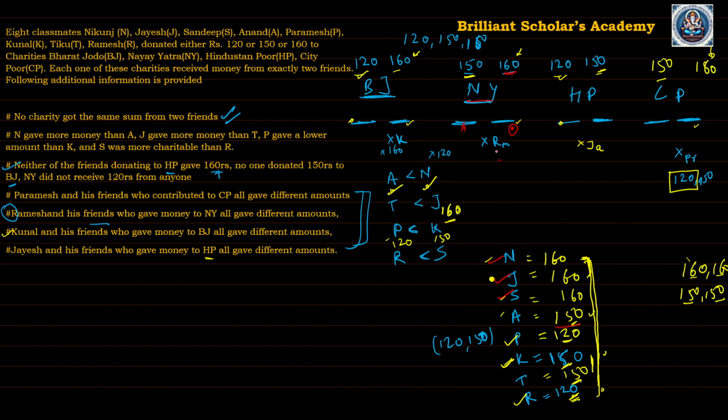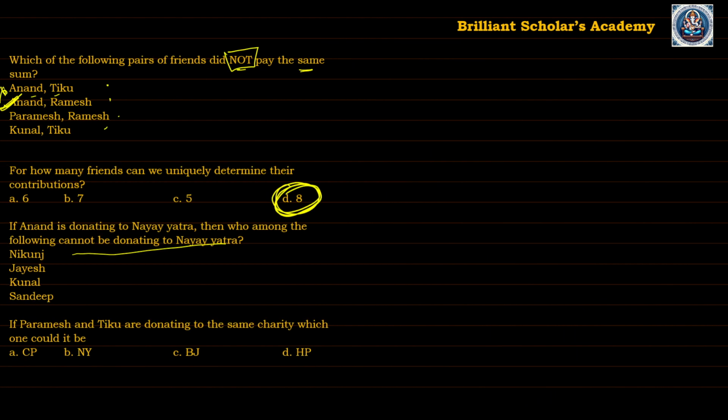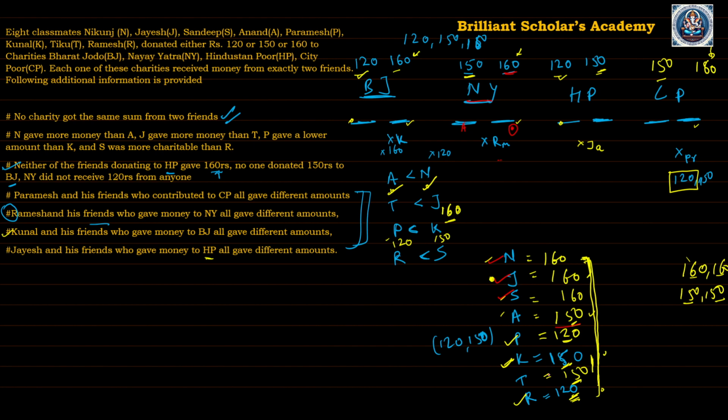Ramesh could not be the partner. It clearly says Ramesh did not do this. So among the choices given to us, Nikunj could be there, Jayesh could be there, Sandeep could be there because they are paying 160. Kunal, Kunal is paying how much? Kunal is paying 150. Anand is already paying 150. The other person should pay 160. It cannot be Kunal.